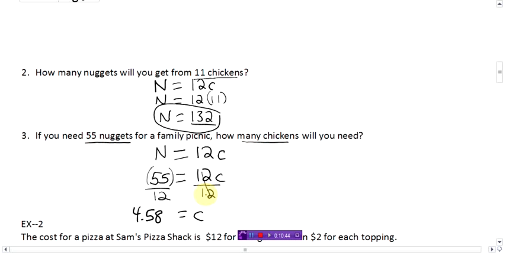If you're wondering, how can you get 4.58 chickens? Well, you saw those sharp blades that they use to cut the chickens up. I'm sure they could figure it out.